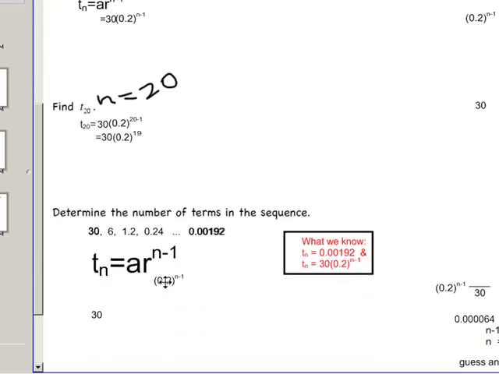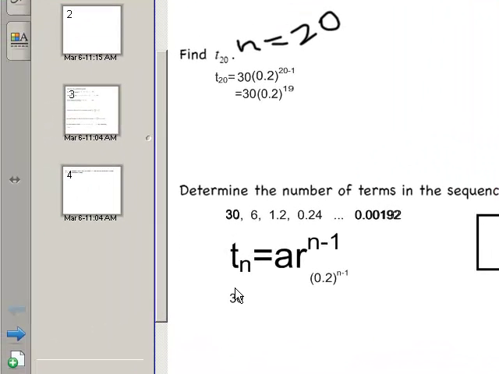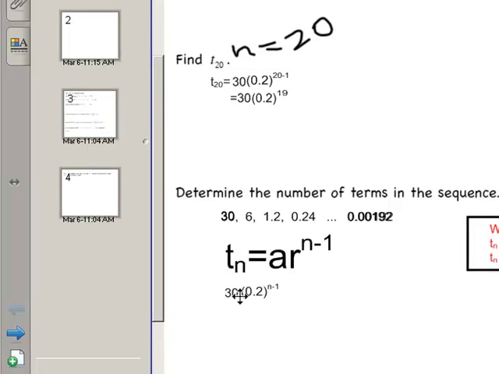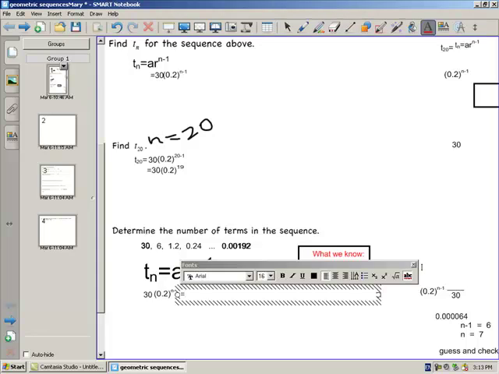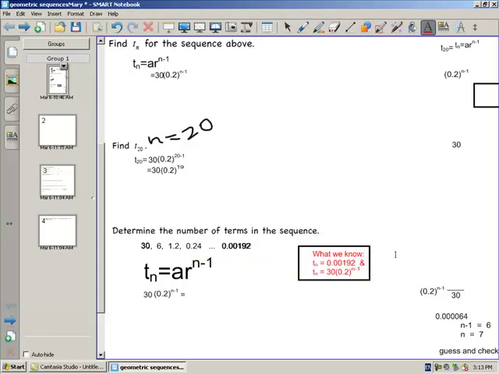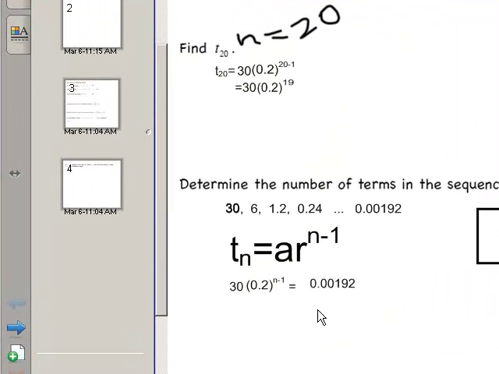Technical difficulties, I appreciate the patience. So our Tn is 30 times 0.2 to the n minus 1, and then I will set that equal to 0.00192, the last term that we're interested in.